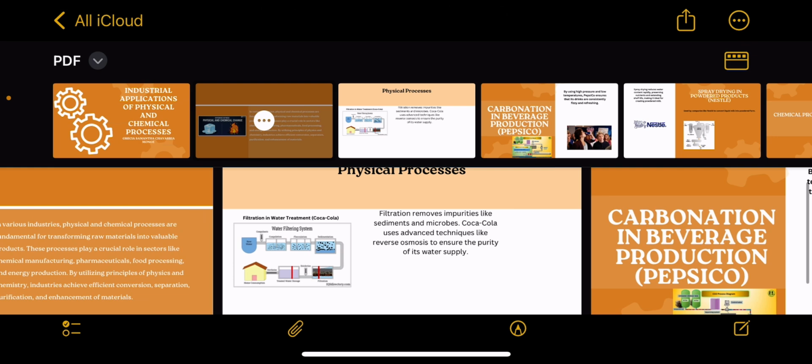The next is Nestle. The third physical process is spray drying, used by companies like Nestle to convert liquid milk into powder form.